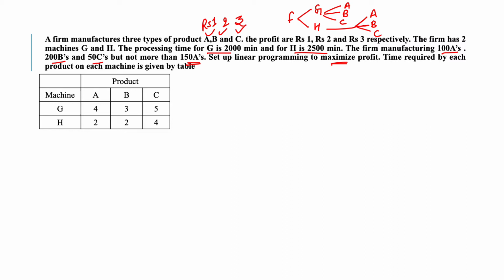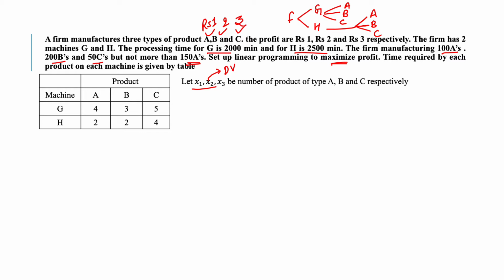Okay, so as we have seen in our last example, we need three things for formulation of a linear programming problem. First is my decision variable. So let's assume that I am having x1, x2, x3 number of products of type A, type B and type C respectively.